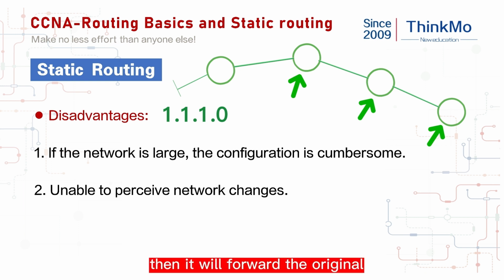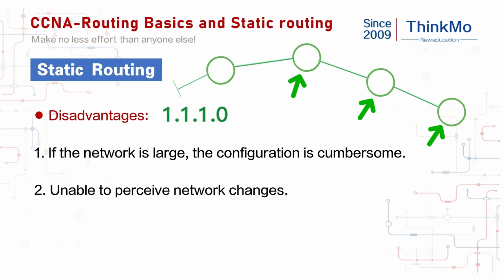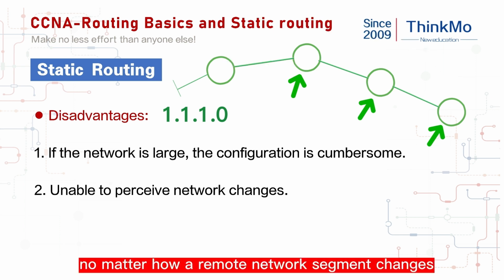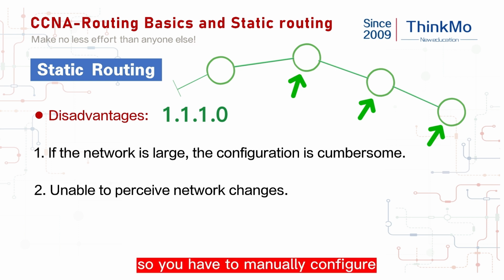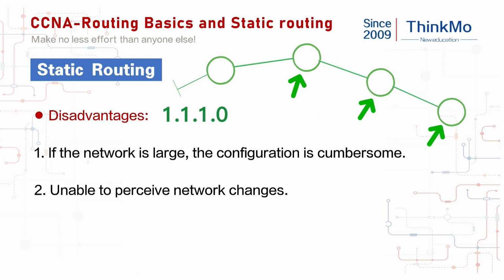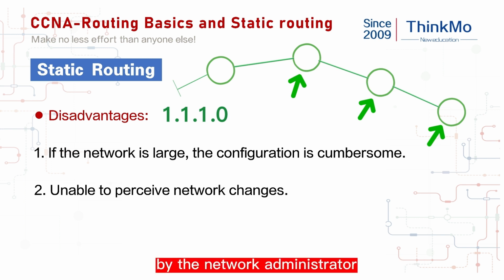Then it will still forward as before. As long as you don't cancel it, it always thinks that this network segment is still there. No matter how a remote network segment changes, the equipment here can't sense it at all. So you have to configure manually. All information can only be maintained manually by the network administrator.